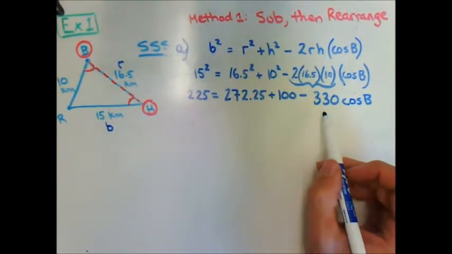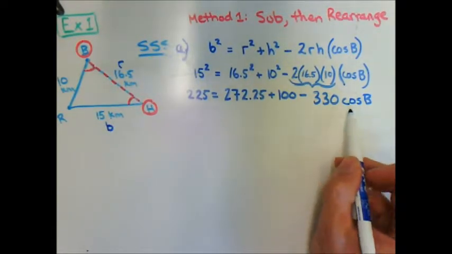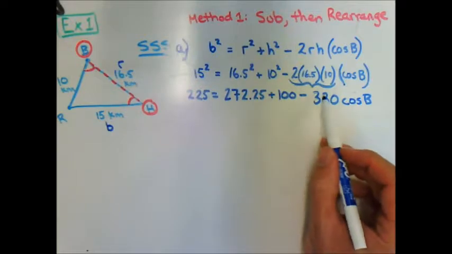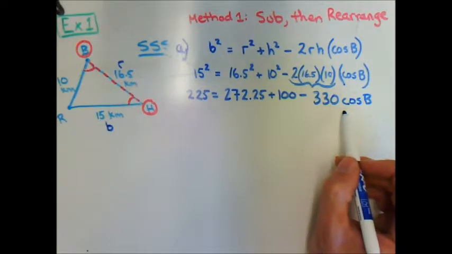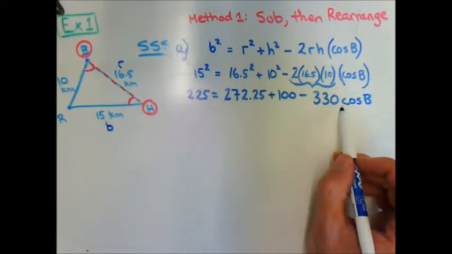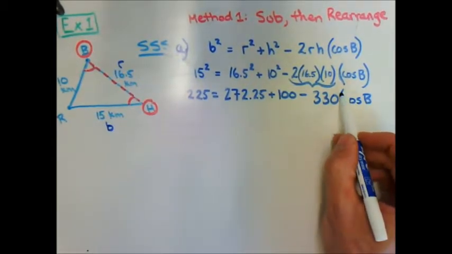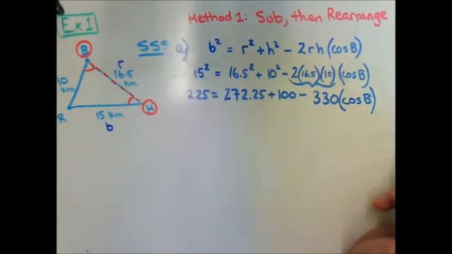So the question is, should the cosine of B be in brackets? Doesn't matter. This means 330 times the cosine of B. Remember, in algebra, the default operation is multiplication. So if there's nothing in there, it's multiplication. But for clarity, sure, we can bracket that.